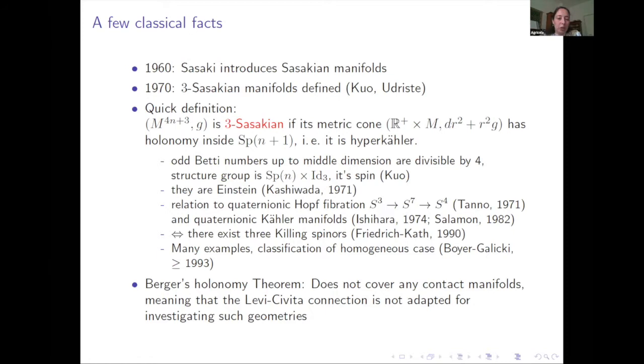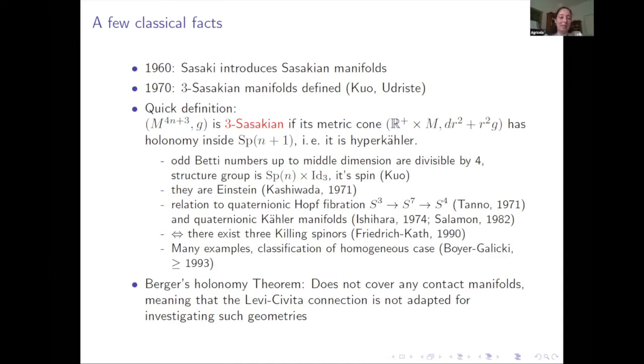Then some first results were obtained rather quickly. For example, we know that the odd Betti numbers up to middle dimension are divisible by 4. The structure group is Sp(n) times identity. It has to be a spin manifold. They're always Einstein. Of course, they're deeply related to the quaternionic Hopf fibration and more generally to quaternionic Kähler manifolds, which we're going to see again at the end. In all these dimensions, the condition to be three-Sasakian is in fact equivalent to admitting three Killing spinors. And of course, there are many examples known, and in particular, there's a classification of the homogeneous case by Boyer, Galicki, Mann.